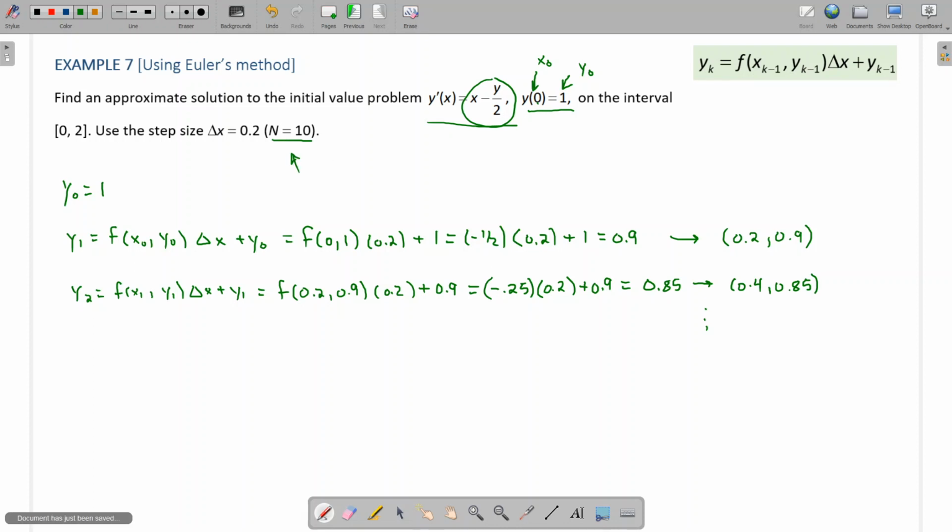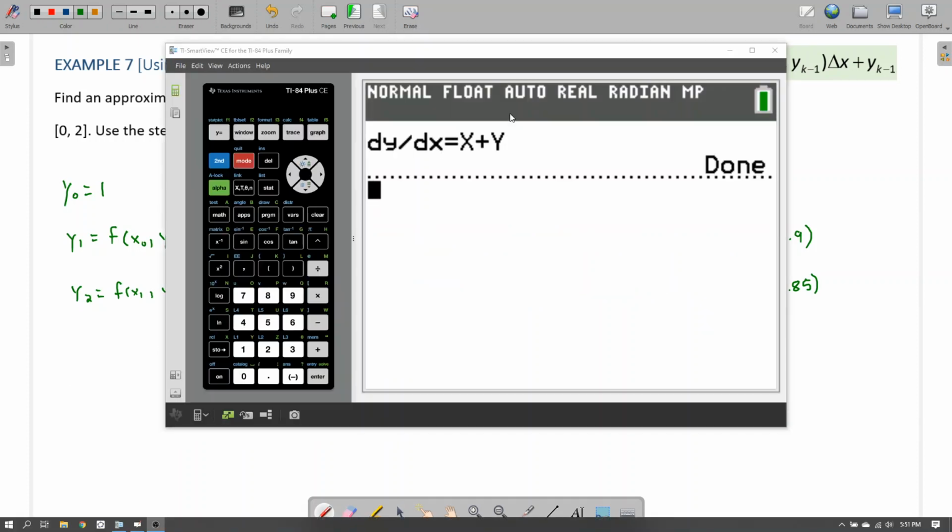So you can see this is a big pain. To make it easier, I did make a program for this as well. So hopefully, as long as you can get that calculus pack added to your calculator, let's show you how the program works.